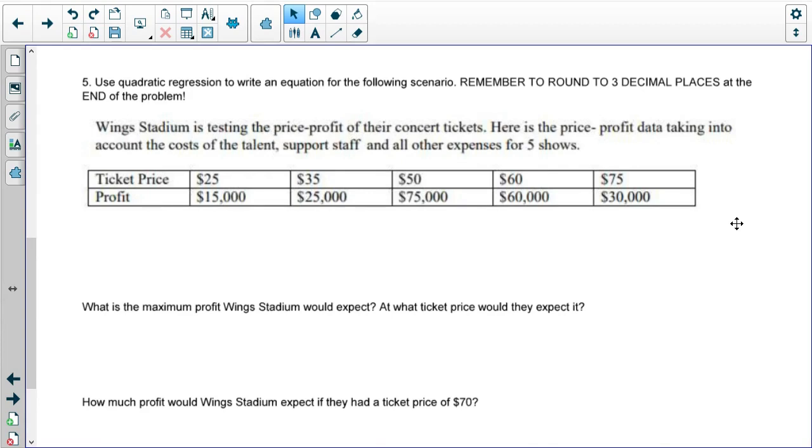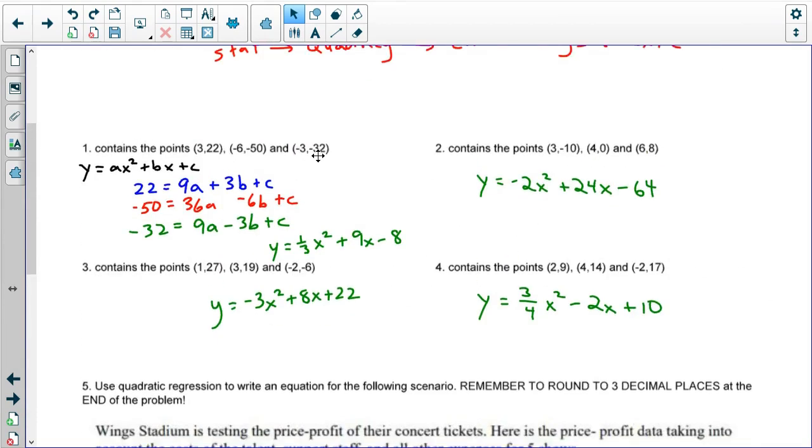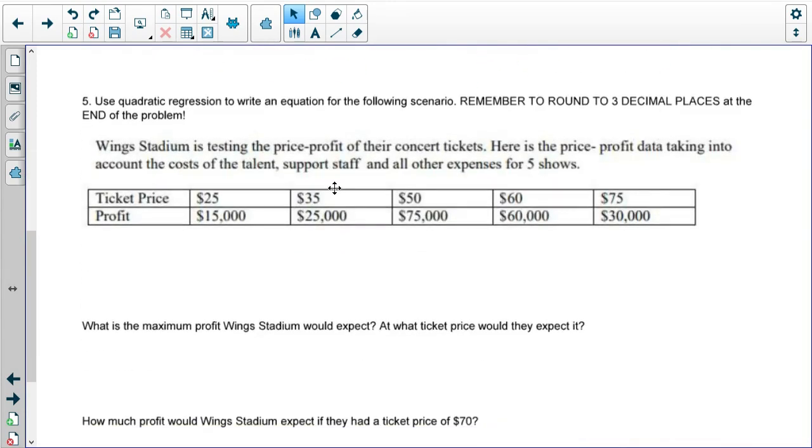But oftentimes, in the problems that we were given, since we were only given 3 points, it actually exactly fits the data. But in this word problem, for example, there are 5 points. It's probably not going to actually hit all of these points, but it's going to make a parabola that best fits these 5 points.